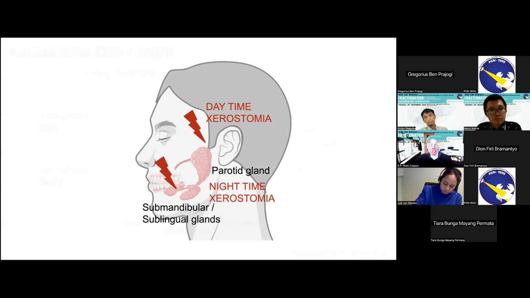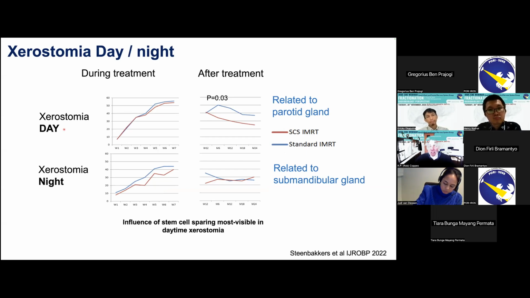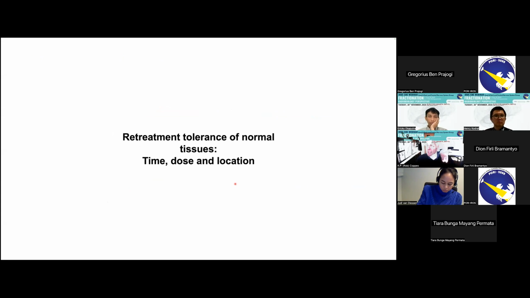So what we now see, if we spare the stem cells in the parotid gland of the patient, is that during radiotherapy you see an increase in xerostomia level in both daytime and nighttime. However, when you spare the stem cells, you can see that this is actually reducing over time, as the salivary gland is regenerating, whereas with standard IMRT this is not the case and it is kind of stable. This is only for the daytime xerostomia, because that's related to the parotid gland, and not for the submandibular gland, where sparing the stem cells is not helping at all, because you did not spare any stem cells of the submandibular gland. So this shows you the importance of the stem cells in the radiation response.